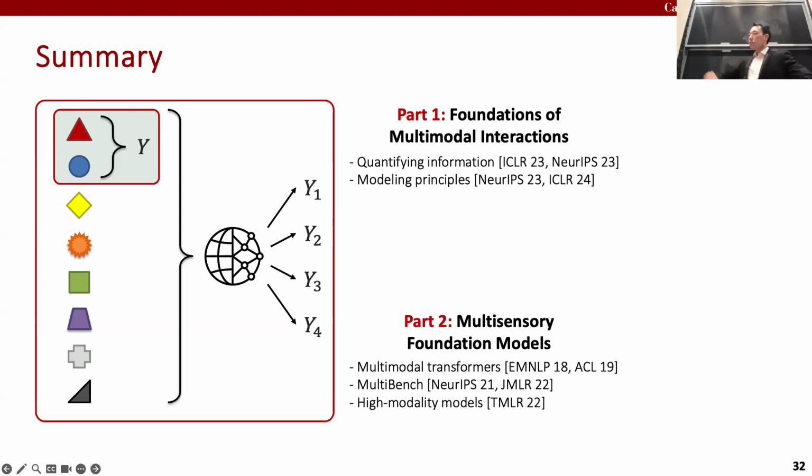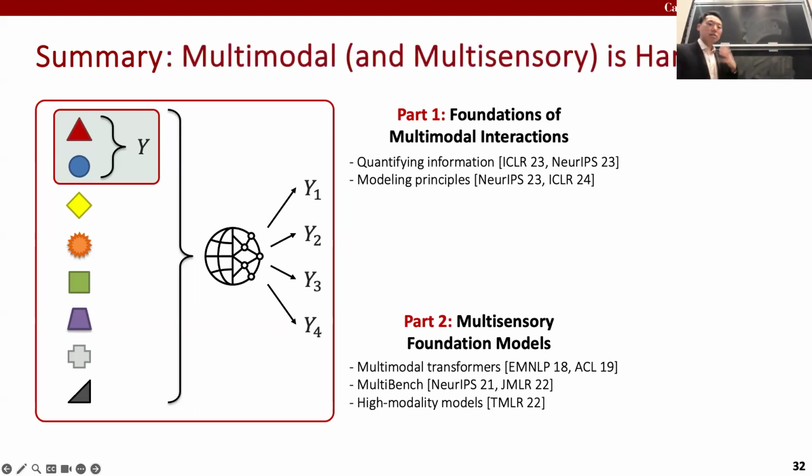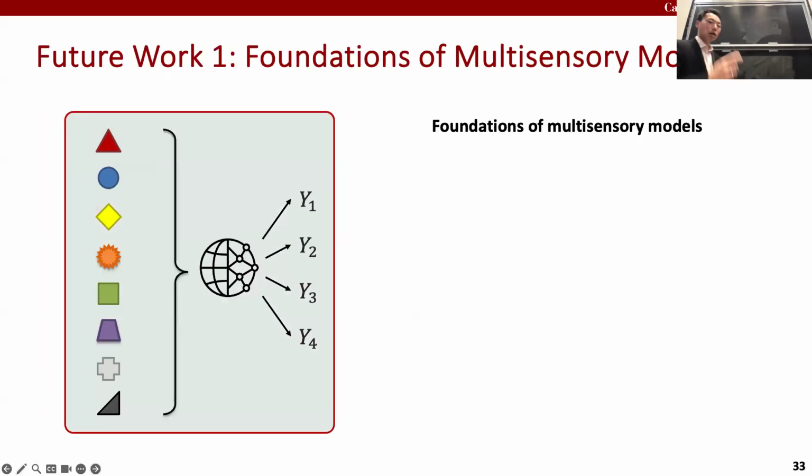And therefore, we see both ends of the spectrum: methods that are really specialized, looking at deeply understanding the information, and also methods that are leveraging the power of scale. One summary is that multimodal and multisensory is still very difficult. We've barely scratched the surface of some of these fundamental questions in multimodal learning, and we've barely scratched the surface of how many input modalities these models could eventually take in practice. And therefore, I'm very excited for some future directions.